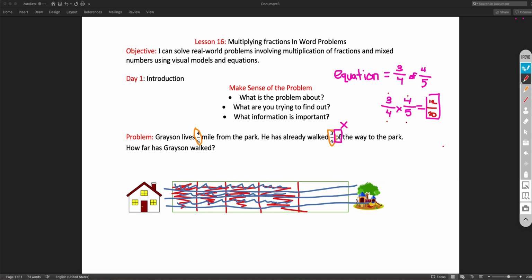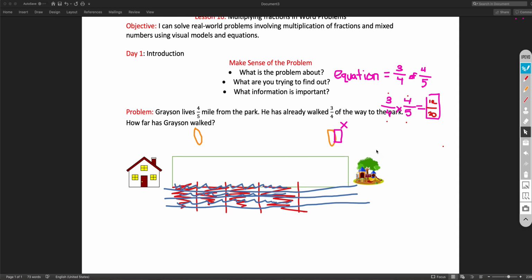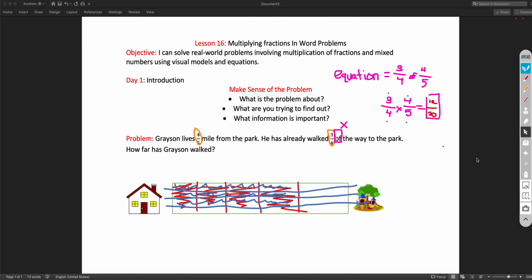Now let's think about 12 twentieths. Let me scroll down here so we can look at it a little bit better. Well, let me clear the page first. Second blooper of the day.